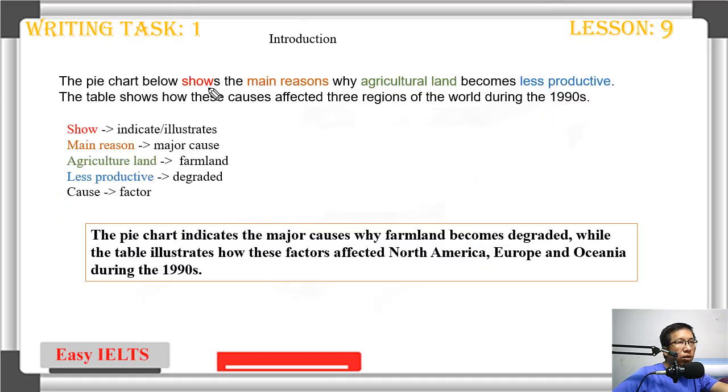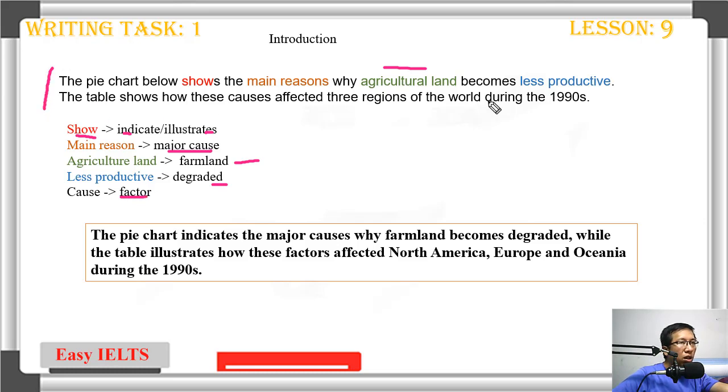Okay, so we're going to write the introduction. For introduction, it's very simple, very easy. Just paraphrase the topic that you have, for example. So you can use indicate or illustrate. Okay, main regions, major cause, agricultural land, farmland, less productive, degraded, cause, factor.